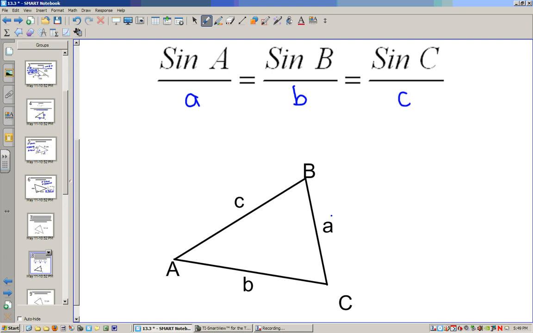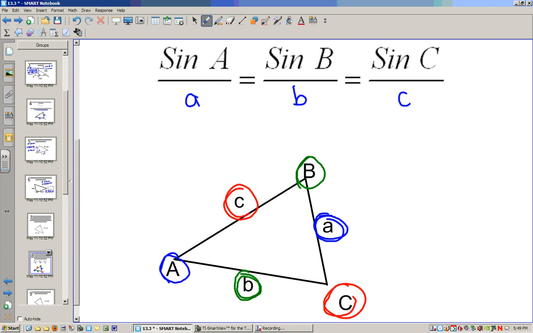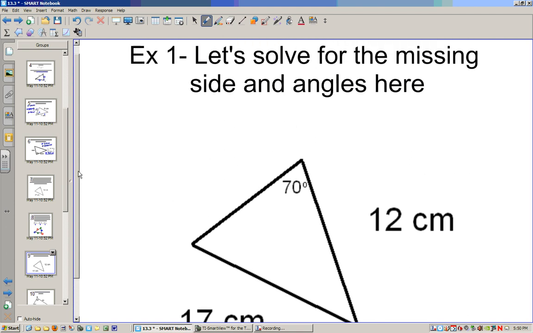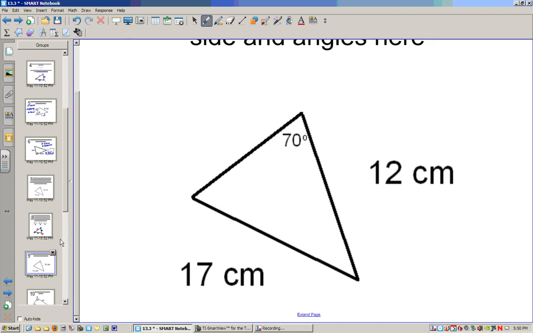So again, angle A and side length A are opposite each other. Side length B and angle B are opposite each other. And side length C and angle C are opposite each other. So that is the law of sines, and we can say that each one of these is equal to the others. So let's try an example here. We'll go back to that example we just looked at, and let's find the missing sides and angles.